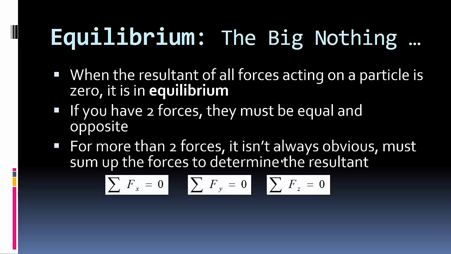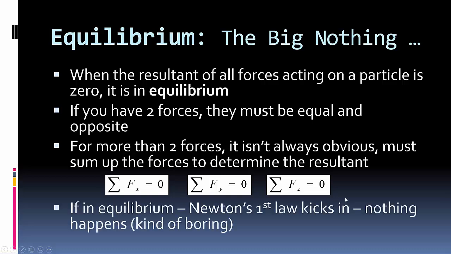Now, if you have more than two forces, it's not always as obvious. So you have to sum up the forces to determine the resultant. Specifically, the sum of your forces in x must be equal to 0, the sum of your forces in y must be 0, and the sum of your forces in z must be 0. If that's the case, if all your forces add up to 0, then it is in equilibrium, and Newton's first law kicks in, which means the sum of the forces is 0, so nothing happens. Kind of boring.